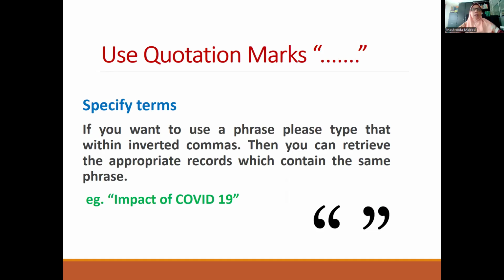Then use quotation marks. If you want to use a phrase, we have to type that within inverted commas. Then we can retrieve the appropriate records which contain the phrase. For example, within inverted commas, I have typed "impact of COVID-19." Then the results will be very exact, with the words together, not scattered or spread out somewhere.